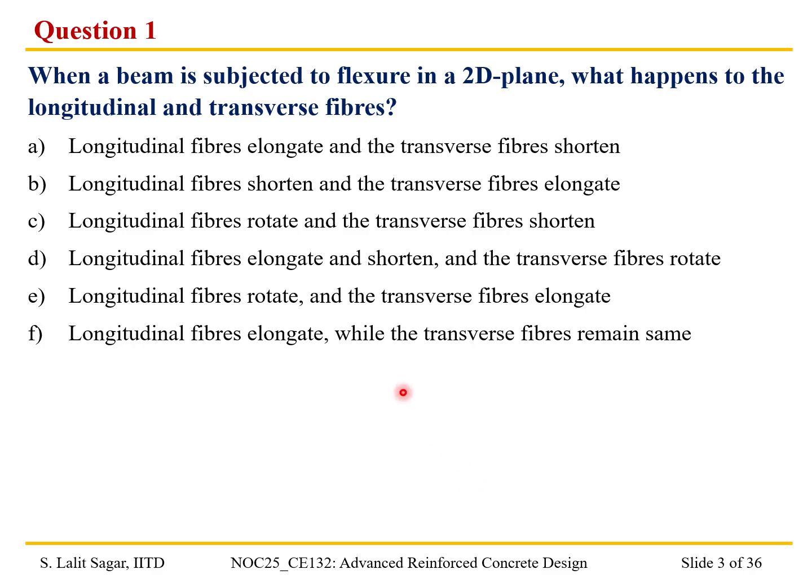Okay, so first we are going to start with a conceptual question. When a beam is subjected to flexure in a 2D plane, what happens to the longitudinal and the transverse fibers? Okay, so there are 6 options. Kindly think for a few minutes and let me know what would be the right answer.